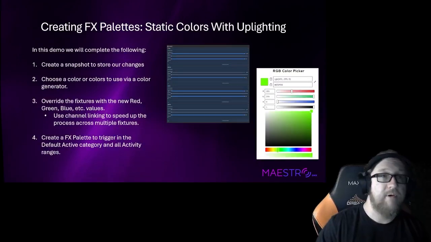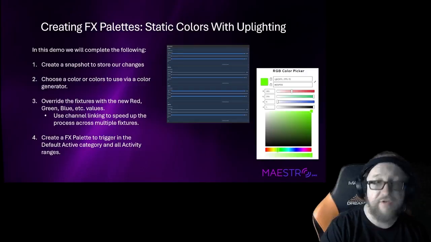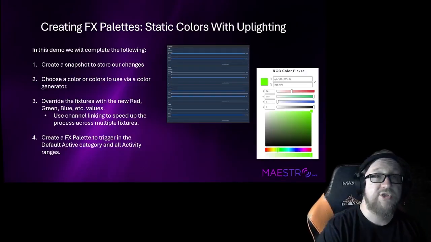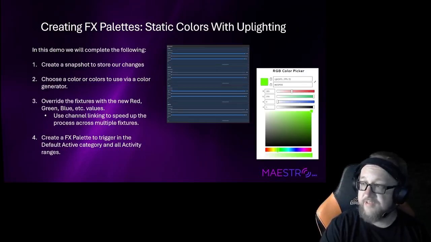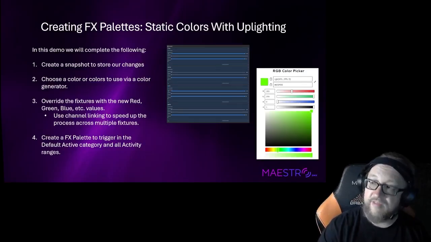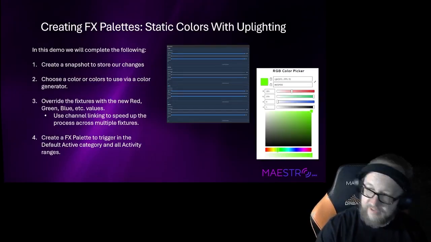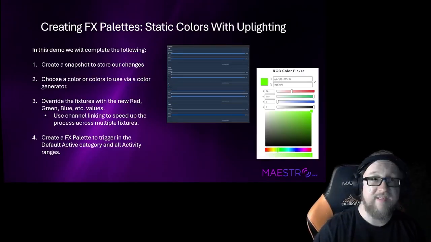So in this example, we're going to create a snapshot. Once again, always create a snapshot for those overrides that you want to be unique across your fixtures. Create a snapshot to store those changes. We're going to choose a color or set of colors. And generally what I suggest doing is using a color generator, something that will give you red, green, and blue values. So you can set those on those channels within MaestroDMX. And we're going to override those fixtures with those specific set values.